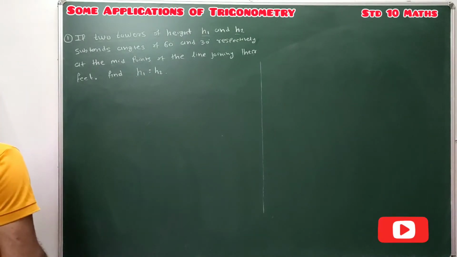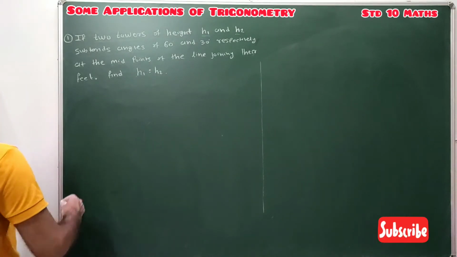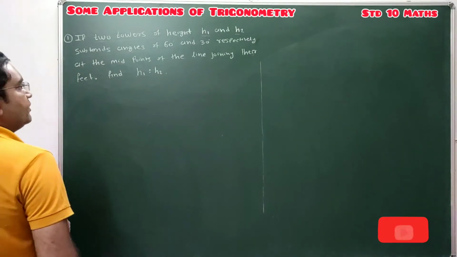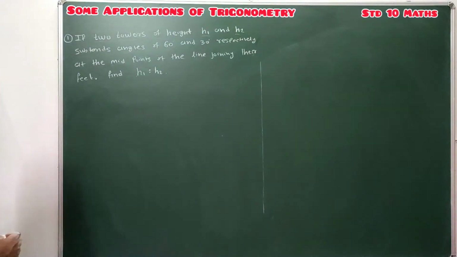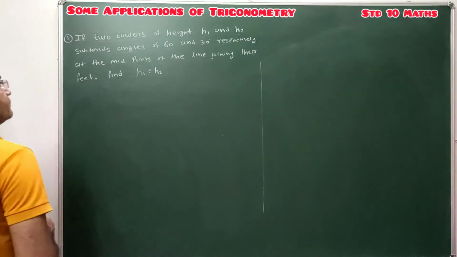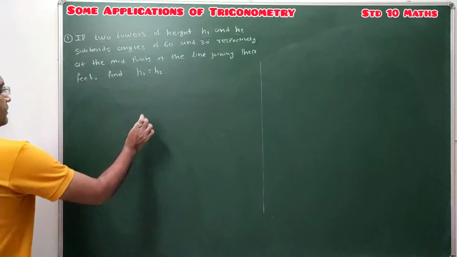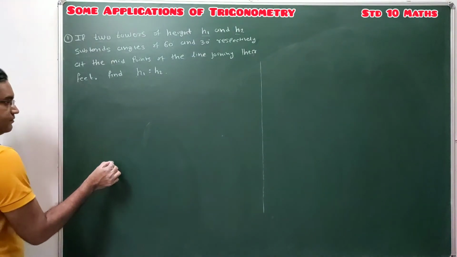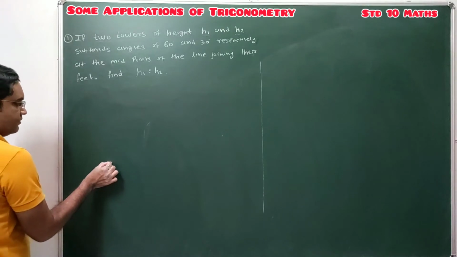Here two towers of height h1 and h2 subtend an angle of 60 degree and 30 degree respectively at the midpoints of the line joining their feet. Find h1 ratio h2. So two towers are there. So first important thing is to draw the diagram.